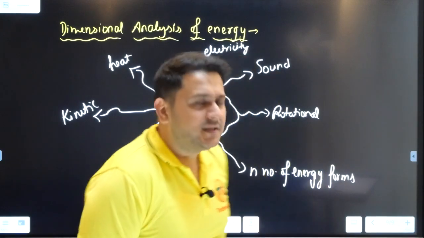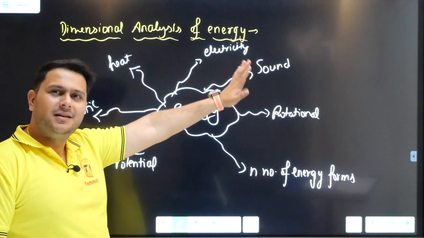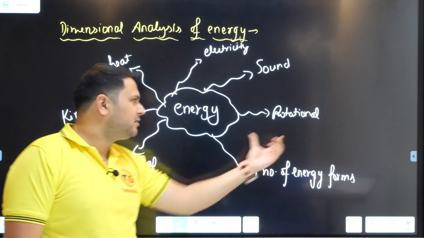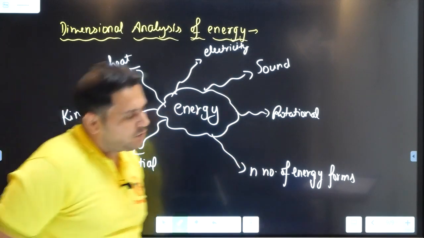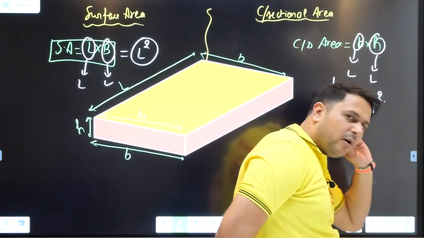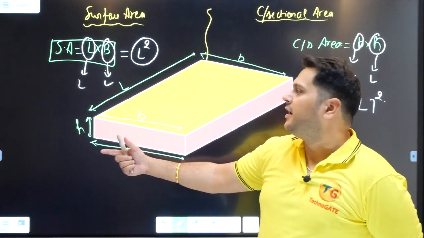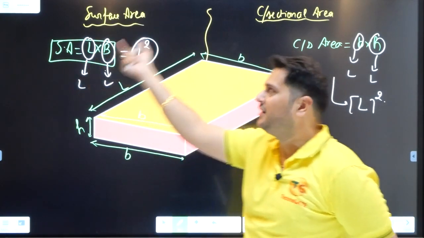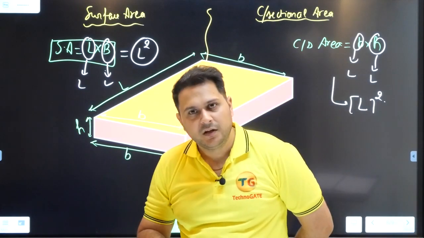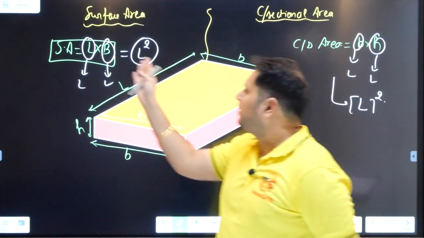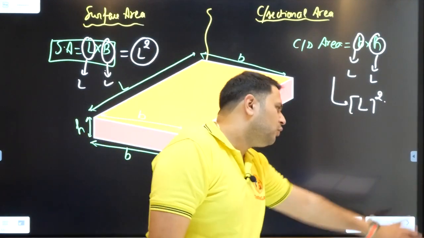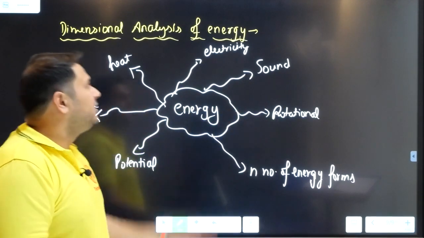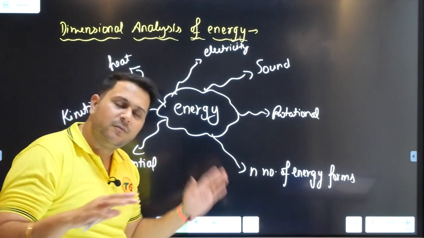So now my question to you is, will we have one single dimensional analysis for all the energies, or do we need to make separate dimensional analysis for all the energies? The concept is very simple. When we were discussing the area, though the areas were different, though the type of area was different, one was surface area, another was cross-sectional area, the dimensional analysis was the same. Similarly, though the number of forms of energy are different, n number of forms, the dimensional analysis is going to be the same for everyone.